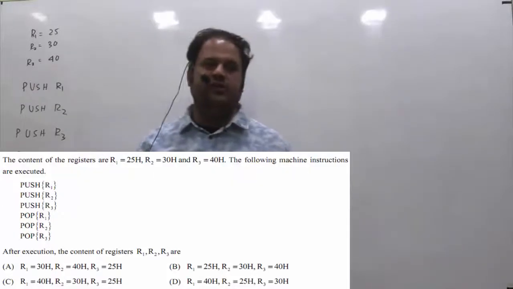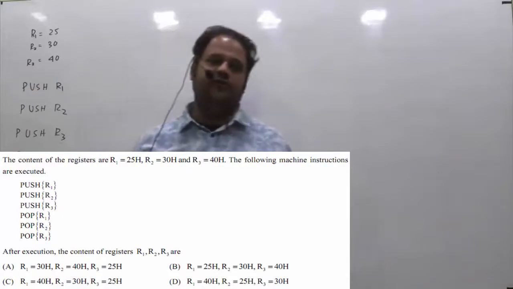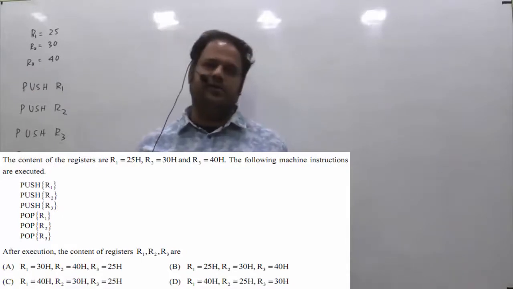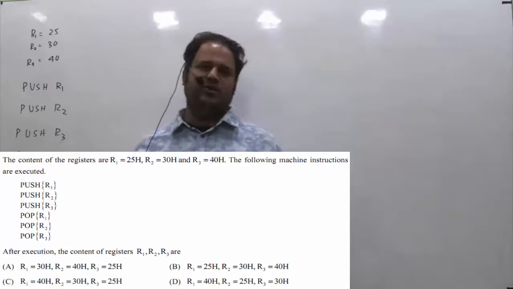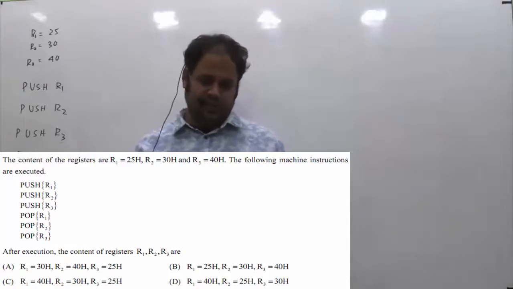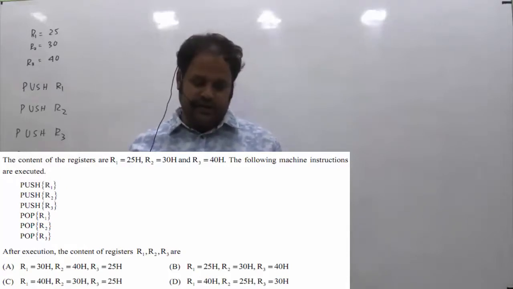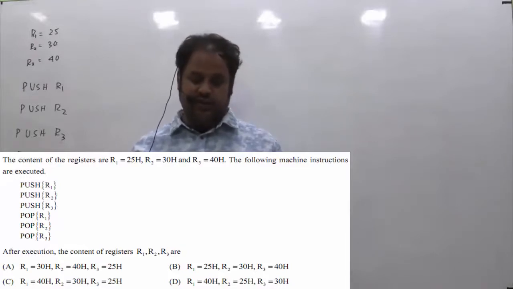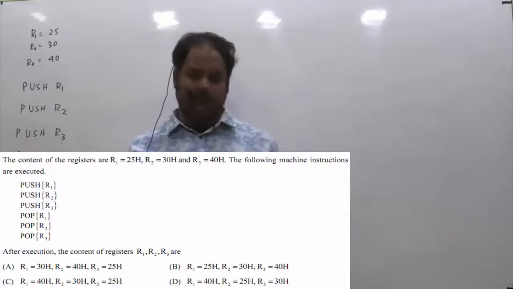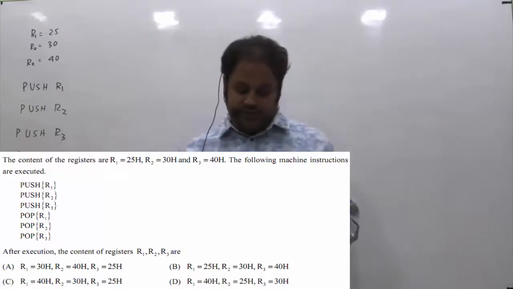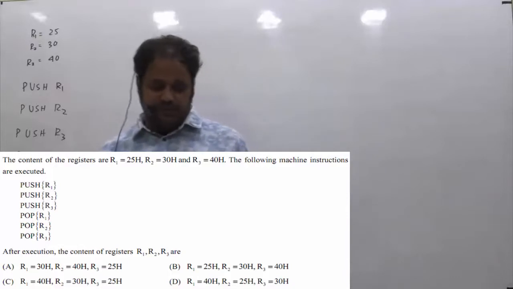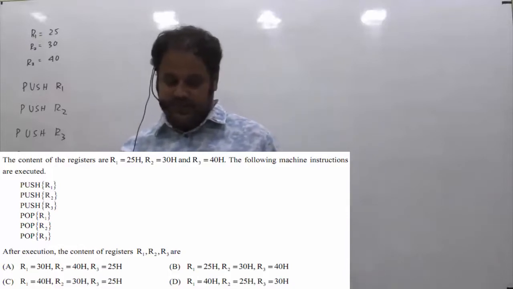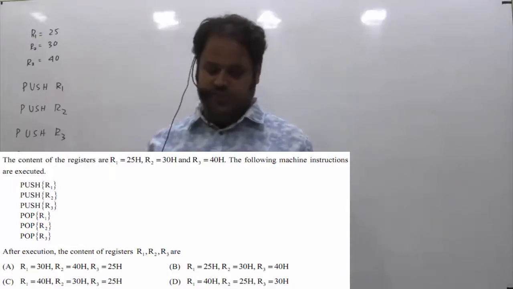This is a 2-mark question asked in GATE 2021 of electronics. This is from the computer organization topic, or you can say related to the microprocessor of the old syllabus. The given question is: the contents of registers R1 is 25H, R2 is 30H and R3 is 40H. The following machine instructions are executed: push R1, push R2, push R3, pop R1, pop R2, pop R3. After execution, the contents of registers R1, R2, R3 are?